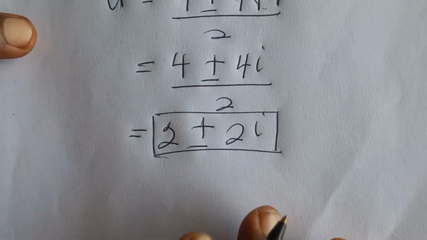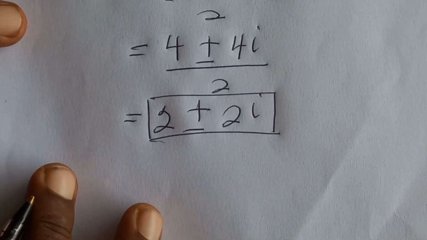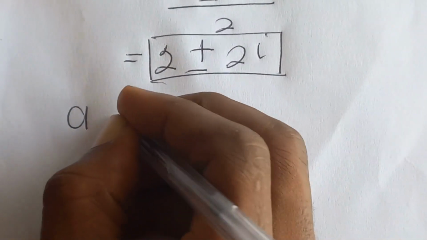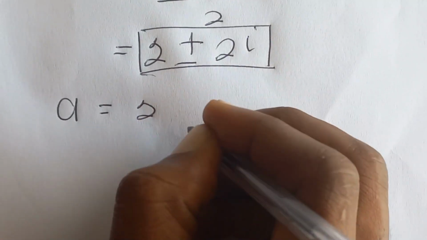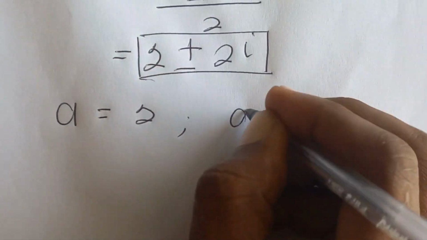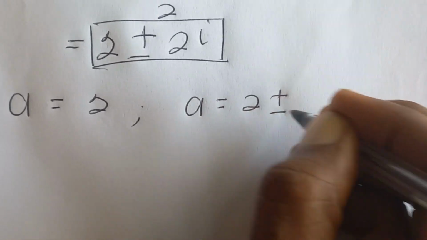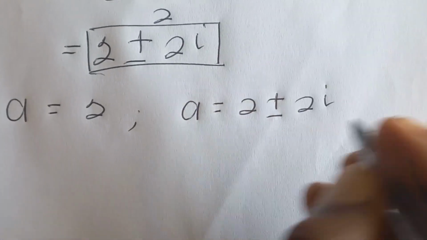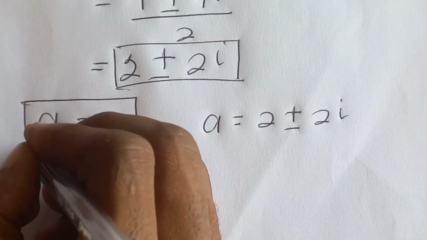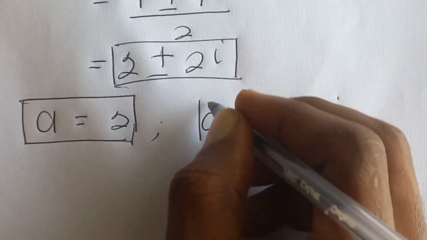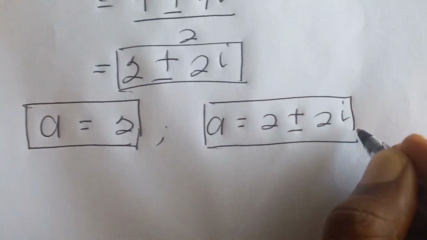So in this equation, our a is equal to 2, and then our a is equal to 2 plus or minus 2i. So this is our solution for this question.